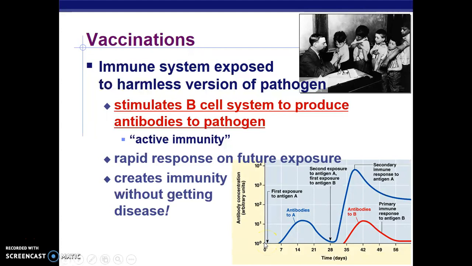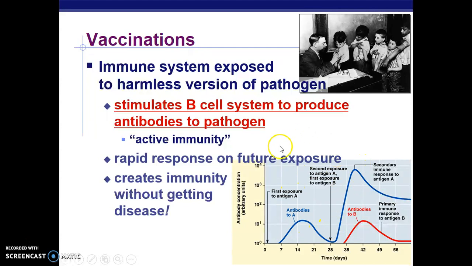You'll see it takes about 6 days for there to be any antibodies produced, and you also don't produce that many. But then, 28 days later, you're being exposed to the A antigen again. And if you notice, this time it only takes about 2 days for there to be any antibody production, and you produce much, much more antibodies.